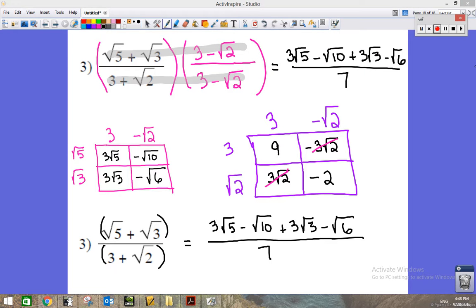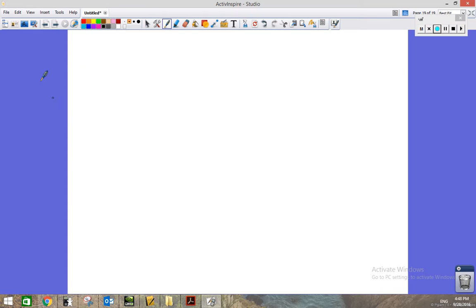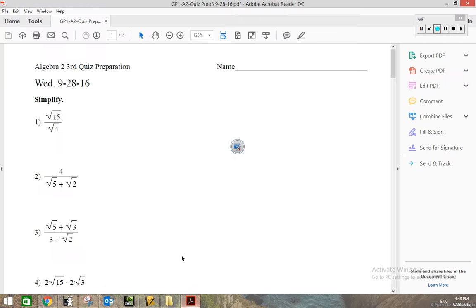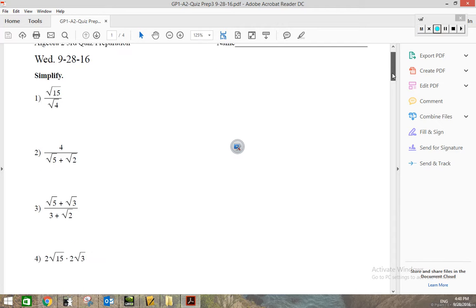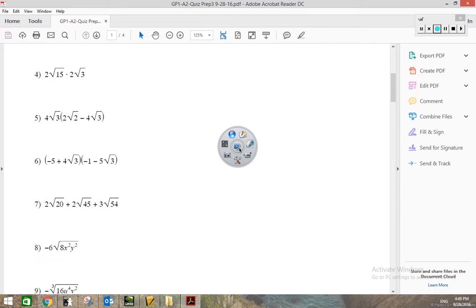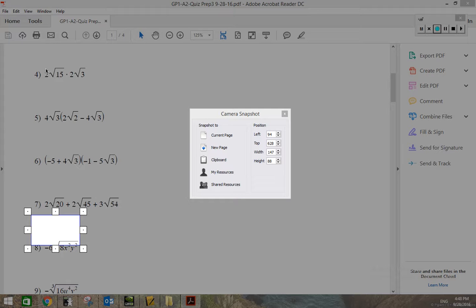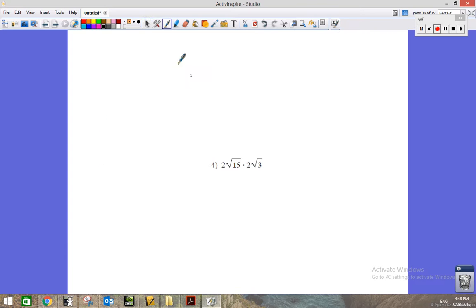So let's take a look at our next problem, problem number 4. And we see that it's going to be easier than the others because it's just multiplication. Division is harder than multiplication. Alright, so we can multiply in any order.